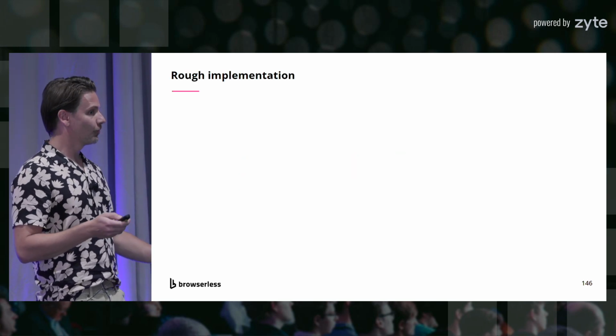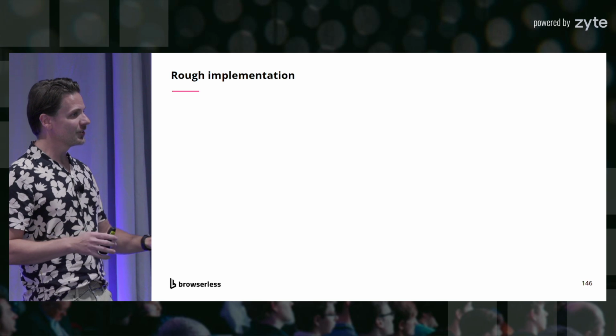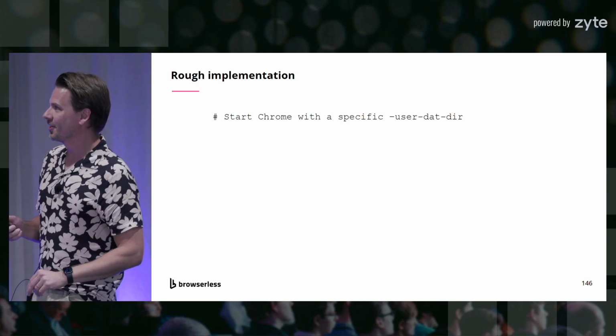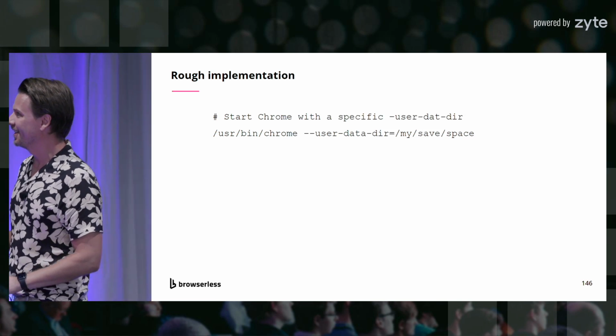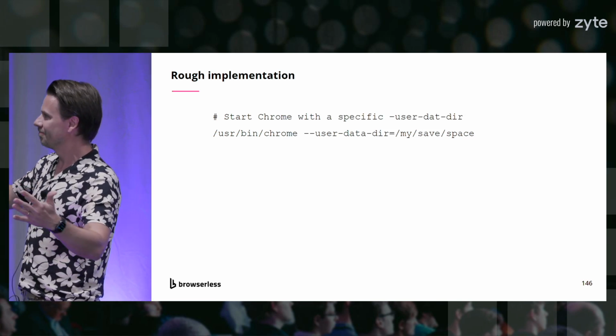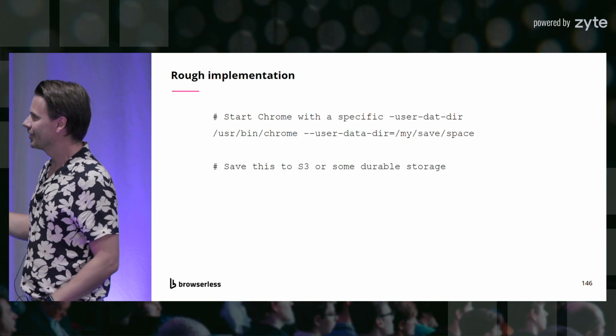So I'm going to give you a really rough idea of what this looks like in code. I know this is a big Python crowd, and I'm going to show you some Node.js code, so please don't hurt me. You'll start Chrome with a user data dir like this. I'm just using the bin with the user data dir.